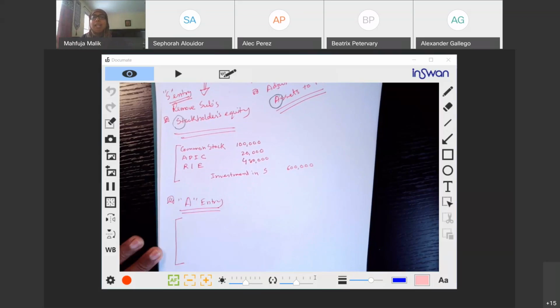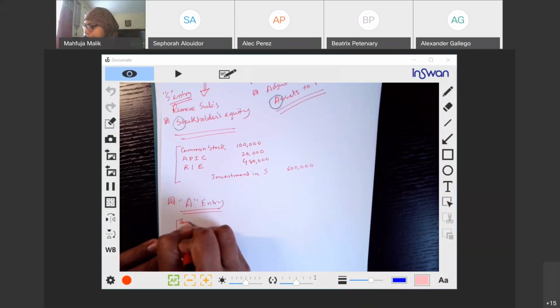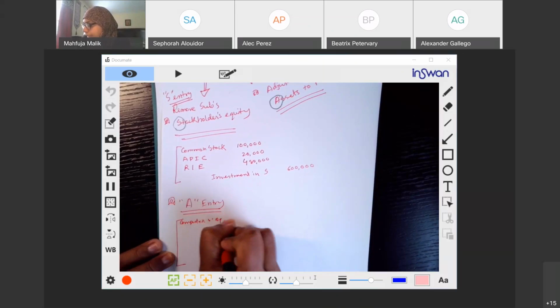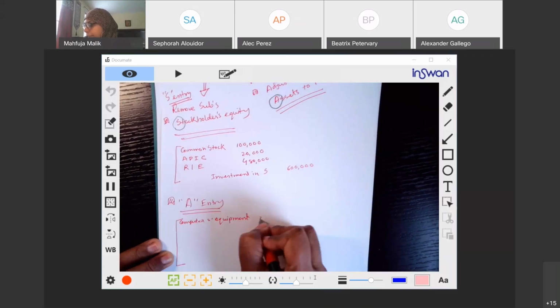If you look at the slides, please look at the slides. Small ports, current assets, both are, I guess, 300,000, 300,000. We don't need to increase current assets, but we increase computers and equipment. So let me write it down. Computer and equipment, we increased it. Increased means we have to debit the asset by how much? Book was 400, fair is 600. So we increase it by 200.